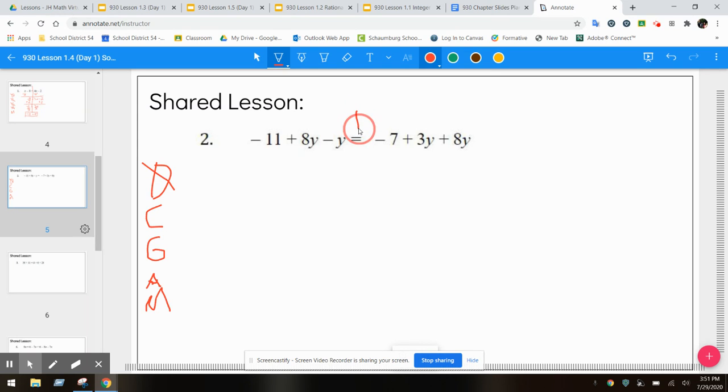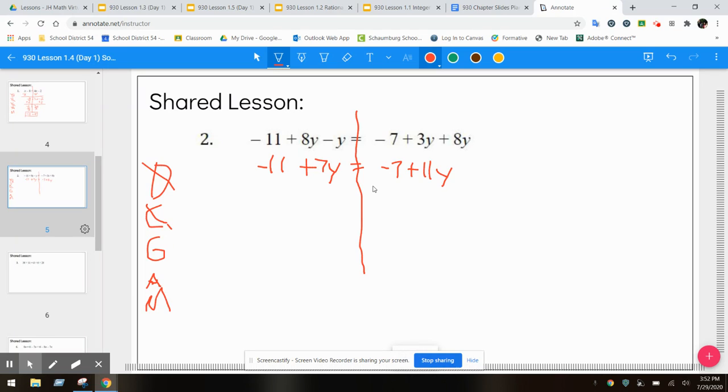I have y's all over the place. So I'm going to combine my y's on this side. So 8y and -y, that gives me +7y. I'll rewrite the -11 equals 3y and 8y, that's 11y, so -7 plus 11y. Boom, that's done. Cross the step off.